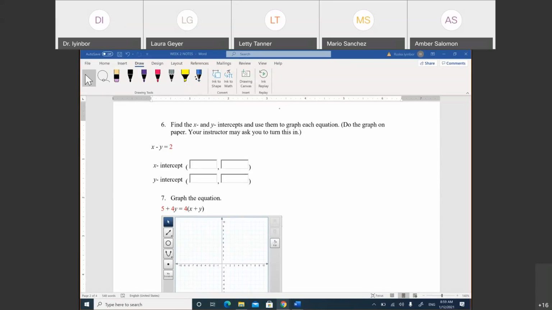So we're going to continue with the next number 6, where we have to find the x-intercept and the y-intercept. So what that means is if I have a straight line, so let's say I'm going to draw a little picture here. So let's say I have my x and y axis, and my line looks like this. Wherever you cross the x-axis, it's called the x-intercept. And wherever you cross the y-axis is called the y-intercept.